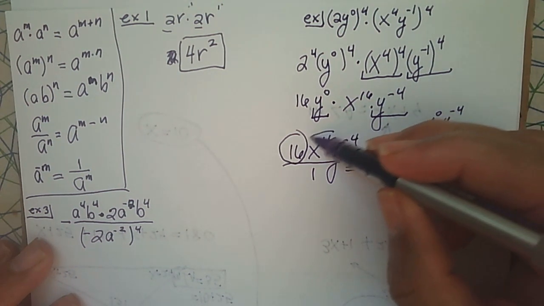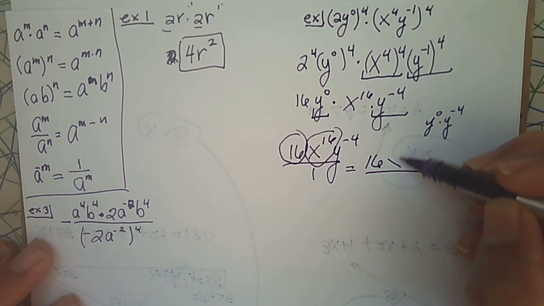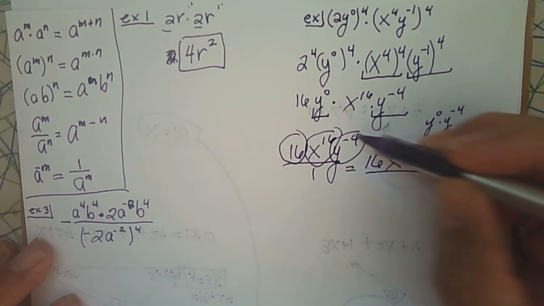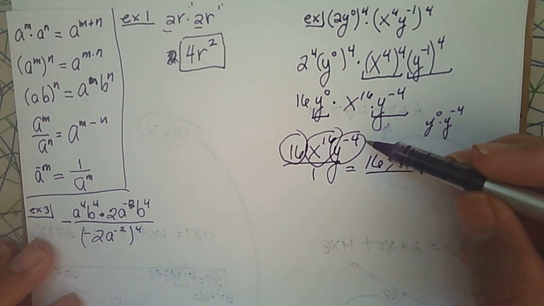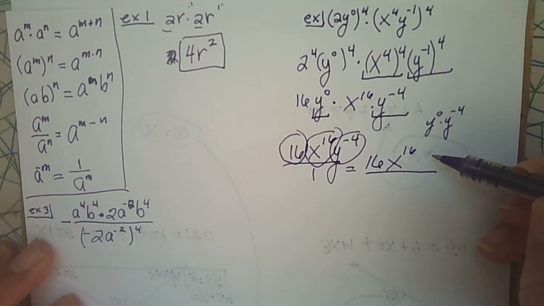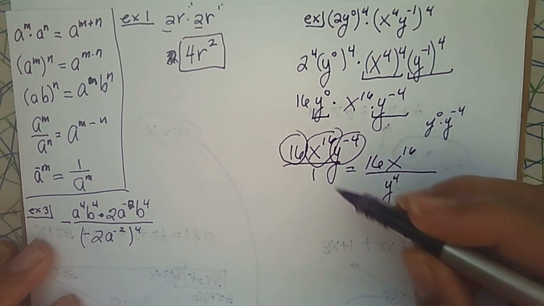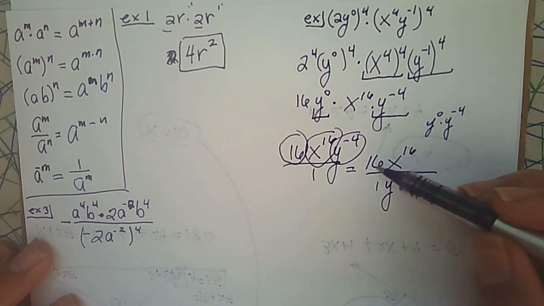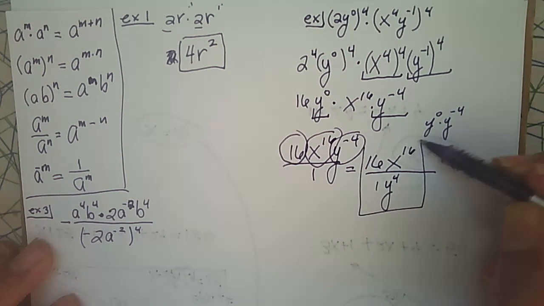Now x to the 16th, do you have any negative exponents? No, so that will stay the same. Now y to the negative 4, does it have a negative exponent? Yes, it does, so it means it wants to trade places. Doesn't want to be a numerator anymore, it wants to be a denominator. And the 1, keep it there. So now there's no negative or zero exponents, that is the answer.